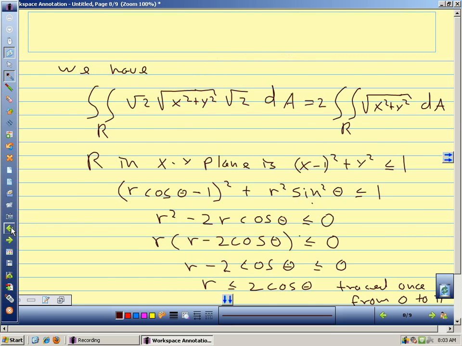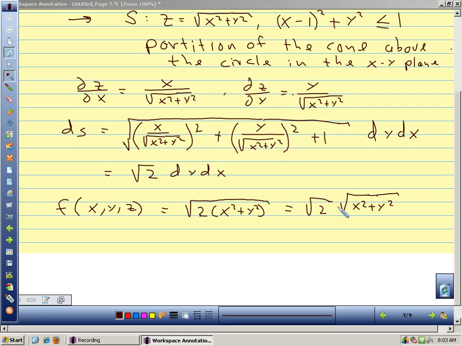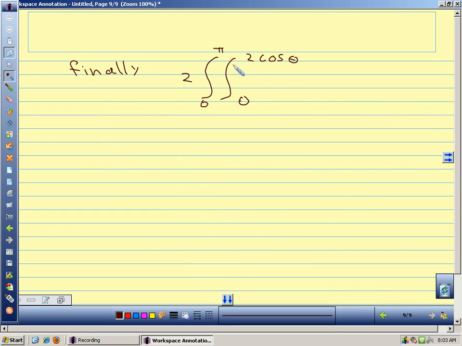Let's go back here real quick and remind us what we had. We had 2 times the square root of x squared plus y squared dA. In polar coordinates, the square root of x squared plus y squared is r. So our integrand is r times r dr d theta.